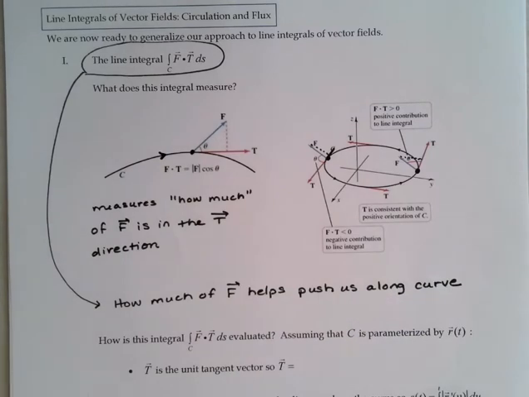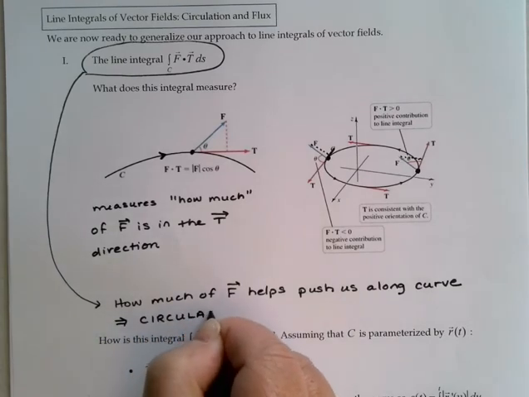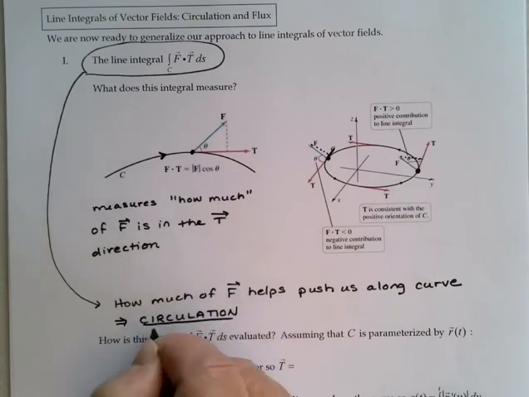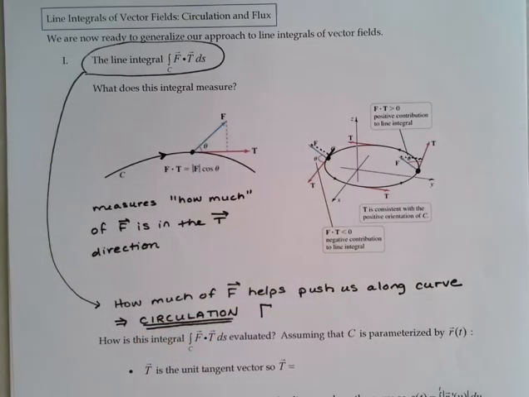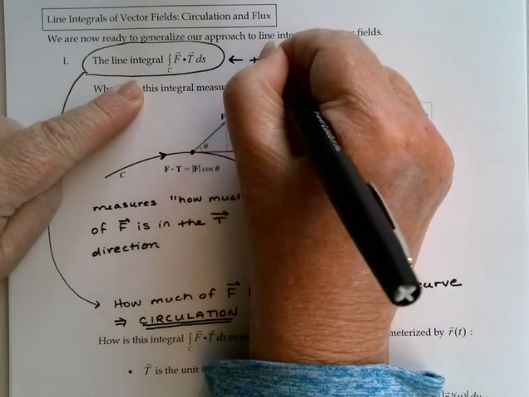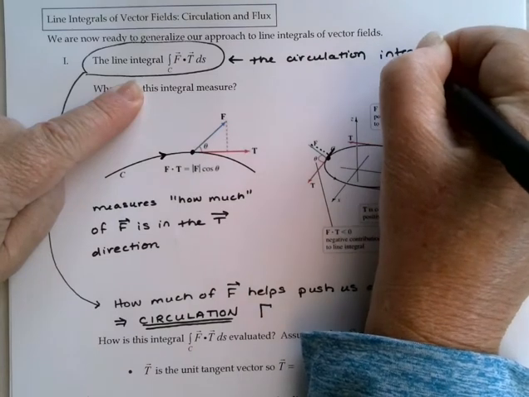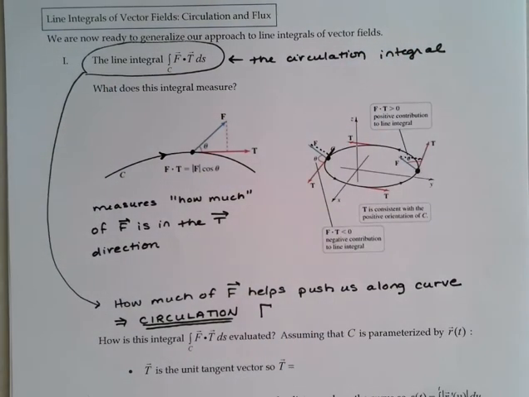This concept has a name. It's called the circulation. It's how much of f is circulating us or pushing us along that curve. And this capital gamma, Greek letter gamma, is the variable that we use to represent circulation. So we'll be starting to call this the circulation integral. And again, conceptually, it's how much of f helps to push us around that curve.